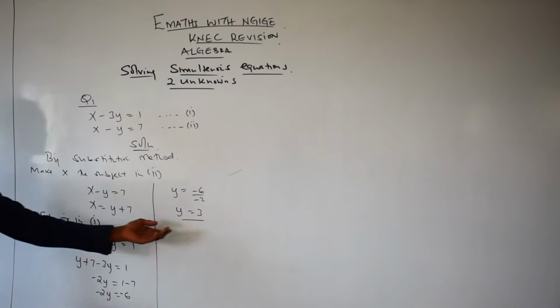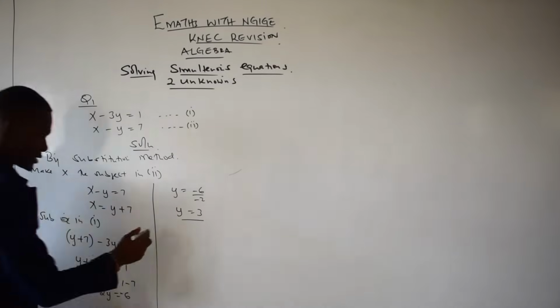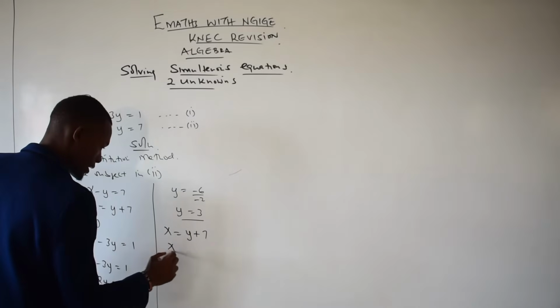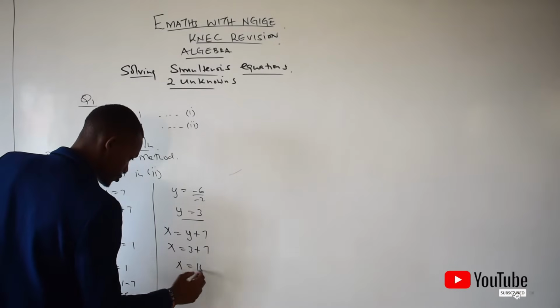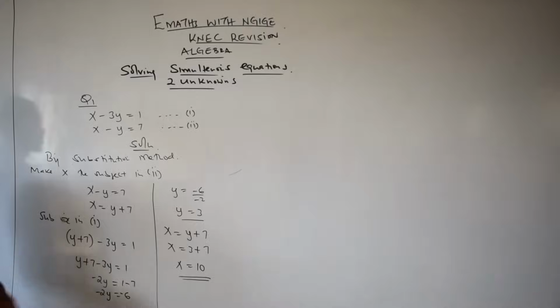And therefore you can find the value of x by substituting your y into this equation here. So we know our x is given by y plus 7. Therefore your x will be 3 plus 7. Therefore your x will be equal to 10. And that is how we solve this by the substitution method.